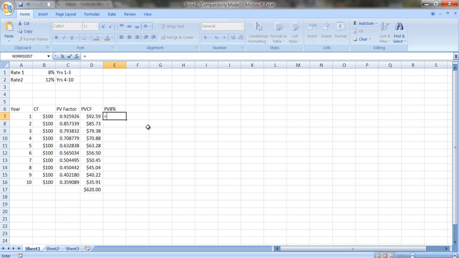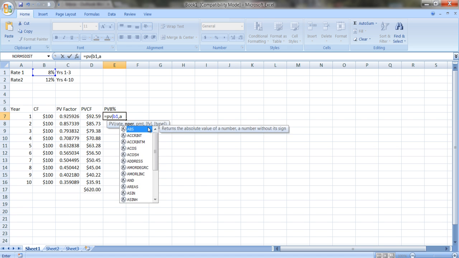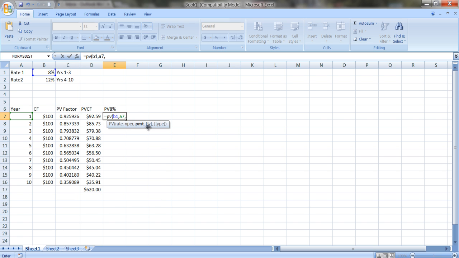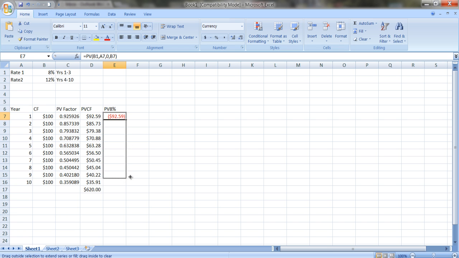So this is going to be equal to, and I'll just put it in as one number here. In fact, I'll use the formula, present value factor. So the rate is in B1, so I'm going to use the function that Excel gives us, and the number of periods is in A7, and there's no payment, so I can put a 0 in there, and the future value is going to be in B7. And so you'll notice I get the same numbers here. And let me just copy that down.